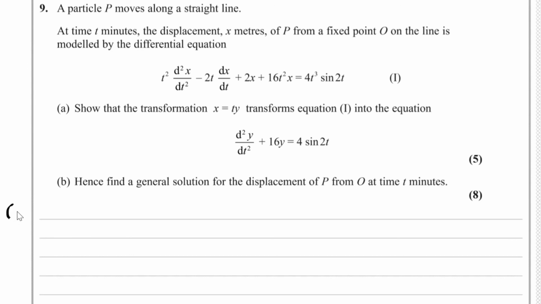So for part A, what we have is x equals ty, and if I differentiate this with respect to t, well, I have dx over dt, and then differentiating ty implicitly using the product rule, we end up with y plus t dy over dt.